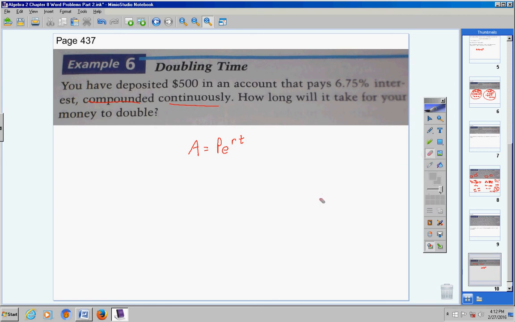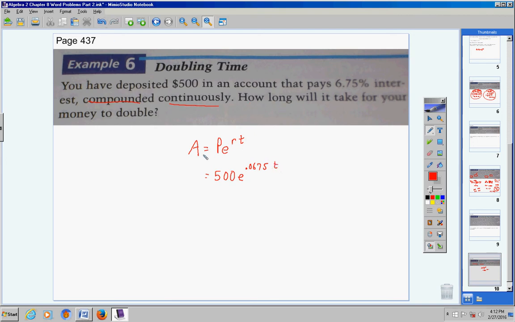Alright, let's continue on. So, I'm depositing 500, that's my starting amount, or my principal, alright? E, my rate is 0.0675. T is what I'm looking for. How long will it take? So I'm going to put a T right here.